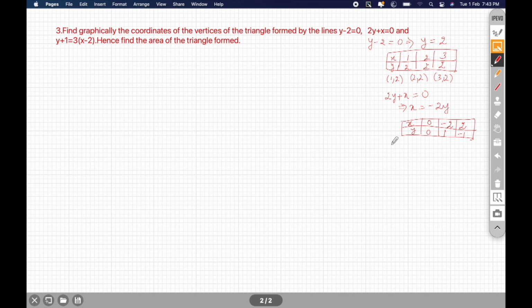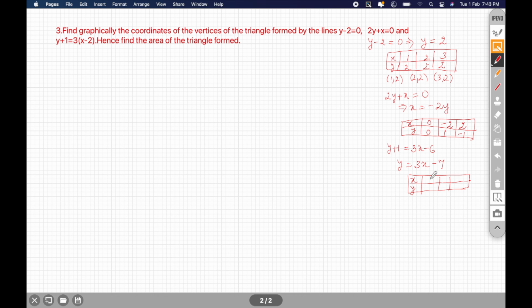Next, the third equation is y plus 1 equals 3x minus 6 if you open the bracket. So now let us make y the subject. So when y is the subject, it is 3x minus 7 on the right hand side. Let us prepare the table for this. So here we have to choose the value of x in such a way that we get a whole number for y.